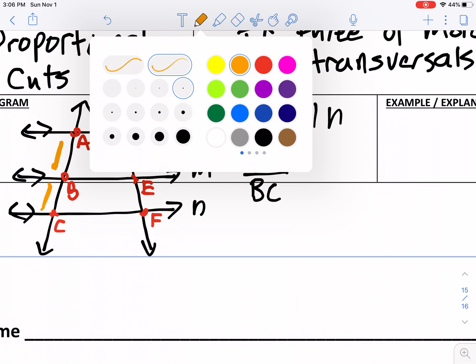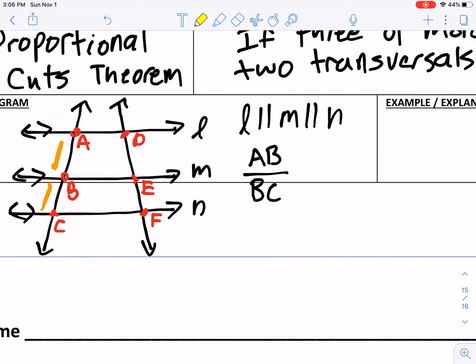In this case, the corresponding parts would be DE over EF. So if I set those up as ratios, they would be equal to each other. The ratio of AB's measure over BC would be equal to DE over EF because they would have been cut proportionally.